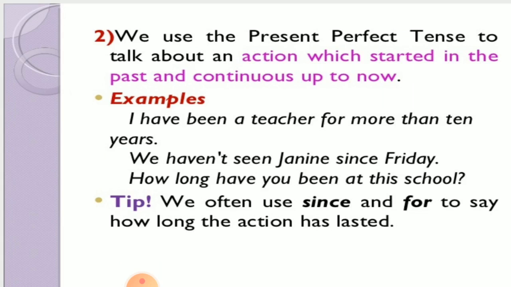We use the present perfect tense to talk about an action which started in the past and continues up to now. See children, this is the main point, that it started before but till now it is going on, it is continuing up to now. Example: I have been a teacher for more than 10 years means her work is still going on, she is still a teacher, but it started 10 years ago.